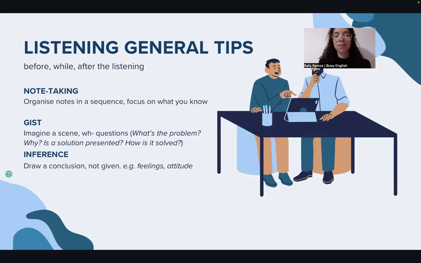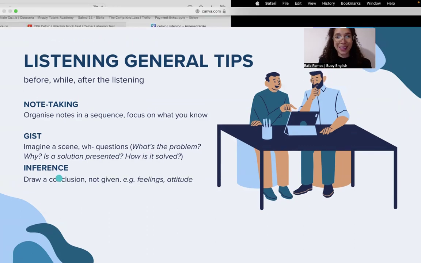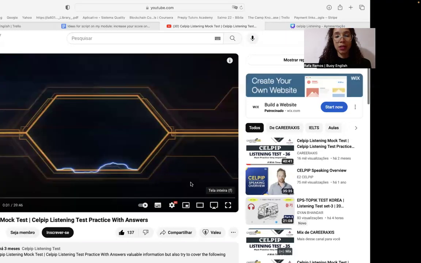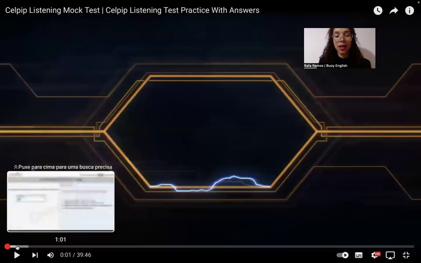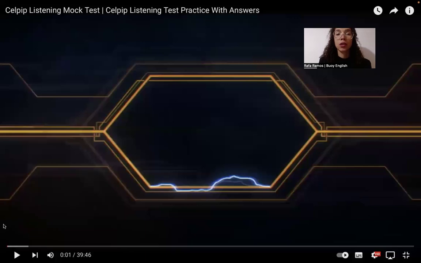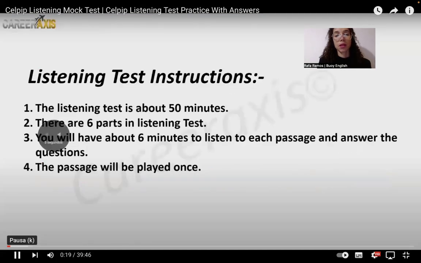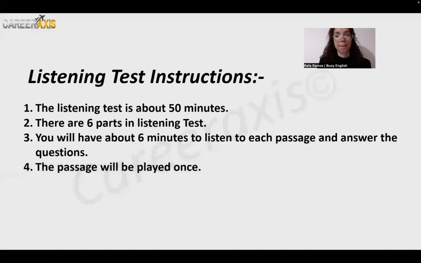And then we're gonna go right into practice. I'm super excited. So I'll share with you this link if you guys want, but I found some mock tests and we're gonna do part 1, 2, and 3 together, okay? As if it was a real test. Listening test is about 50 minutes. So you get these instructions when you start the test, the official one. Listening test instructions. The listening test is about 50 minutes.